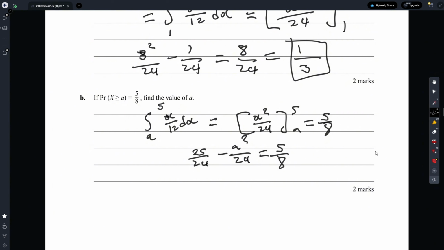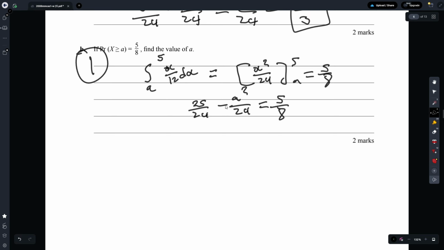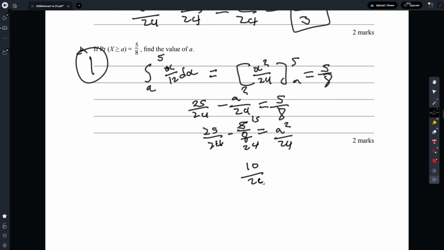I'll show you two different ways to do it. This is the first way. Okay. So we got 25 on 24. Let's rearrange that. 25 on 24 minus 5 on 8 equals a squared on 24. You can multiply that by 3, so that becomes 15 on 24. So that becomes, oh, my bad. That becomes 10 on 24 equals a squared on 24.